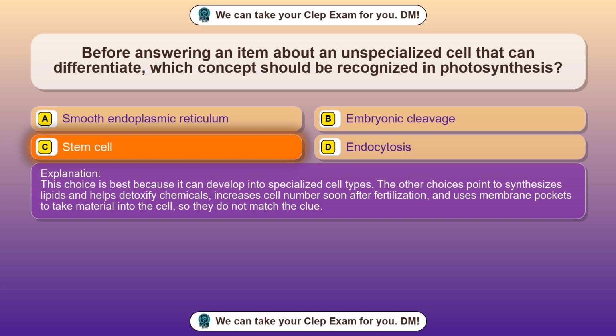This choice is best because it can develop into specialized cell types. The other choices point to synthesizes lipids and helps detoxify chemicals, increases cell number soon after fertilization, and uses membrane pockets to take material into the cell, so they do not match the clue.